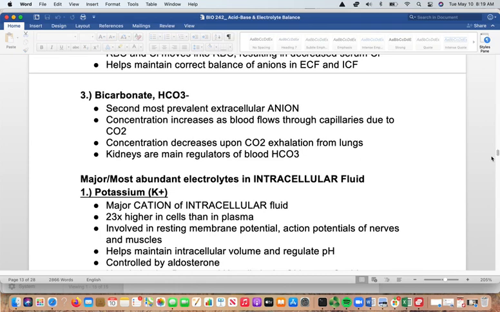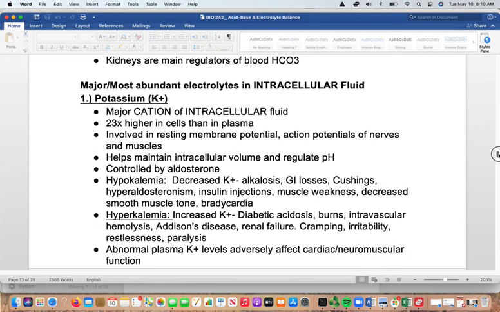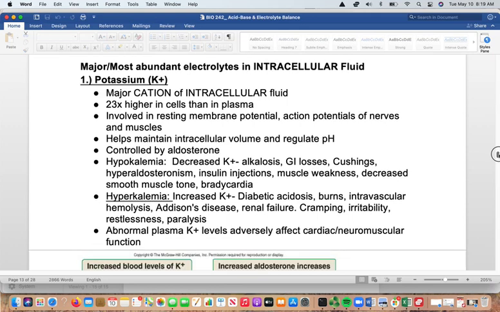So the most abundant electrolytes in the intracellular fluid. Potassium is the major cation of intracellular fluid. It's 23 times higher in cells than it is in plasma. So this is important for resting membrane potentials, action potentials of nerves, and action potentials of muscles. It helps to maintain the intracellular volume and regulate the pH. It's controlled by aldosterone. Hypokalemia is when you have low potassium levels.